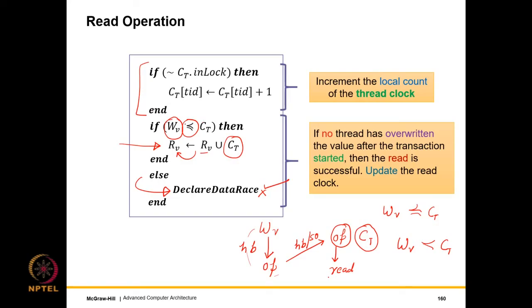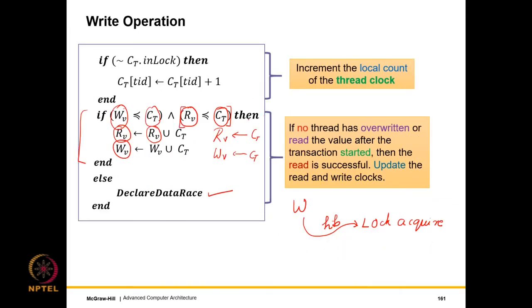And subsequently, if you do a read within the same thread, then WV will be equal to CT. That is the reason here we have the preceding and the equal to as well. All right. So what's the key idea?